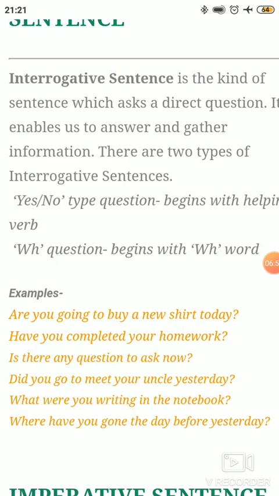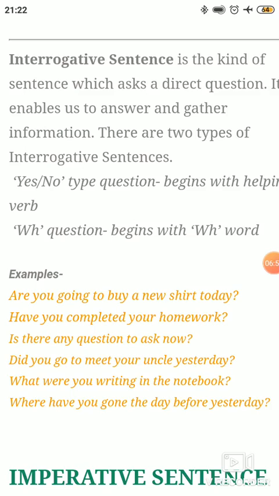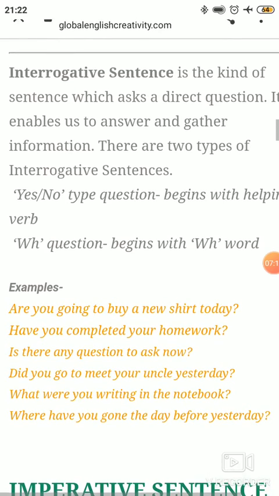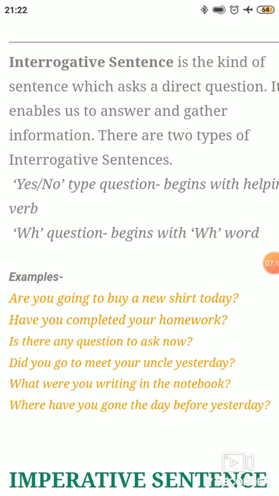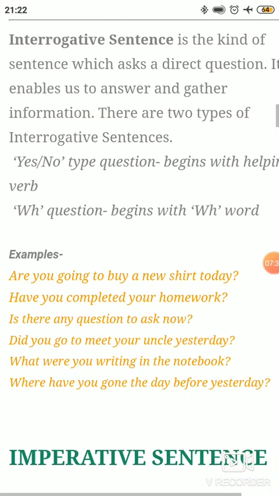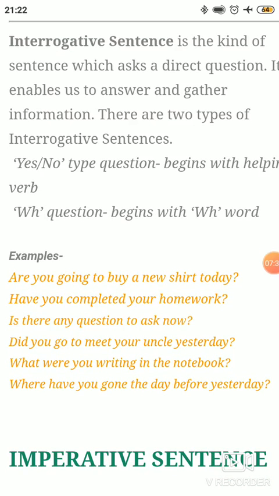Now comes the WH framing question. What were you writing in the notebook? The answer is whatever you may be writing, whether prose or poem or comprehension or grammar or some other written skills you are practicing. You'll answer in brief. You won't give the answer in either yes or no. So such types of questions which have a brief explanation as the answer are called WH framing questions, which come under the category of informative sentences. Where have you gone the day before yesterday? Again, you'll give the complete answer to the person who is asking you the question.